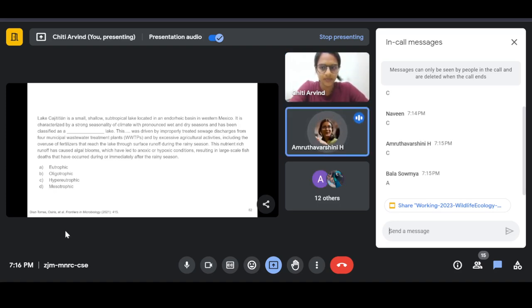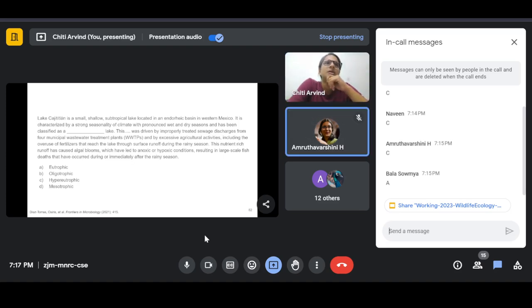Ma'am, a hypereutrophic lake also displays algal blooms due to runoffs, but a eutrophic lake will only have a lack of oxygen condition. So are you saying a eutrophic lake will not have algal blooms? Okay, so if I understand right, you are saying that eutrophic lakes will have only hypoxic conditions but not algal blooms, but hypereutrophic lakes will have algal blooms and hypoxic conditions. I'm not sure if I got that right. Yes, ma'am, that's my understanding.